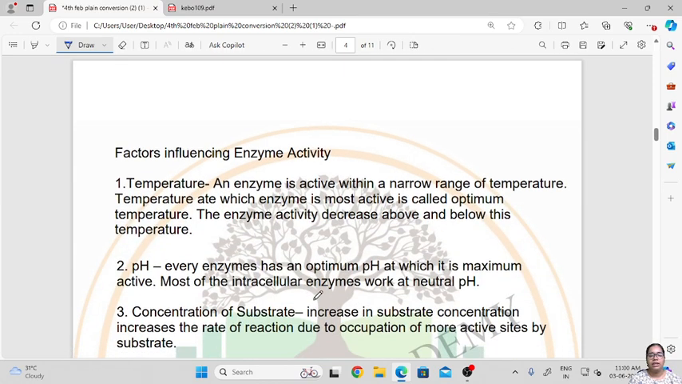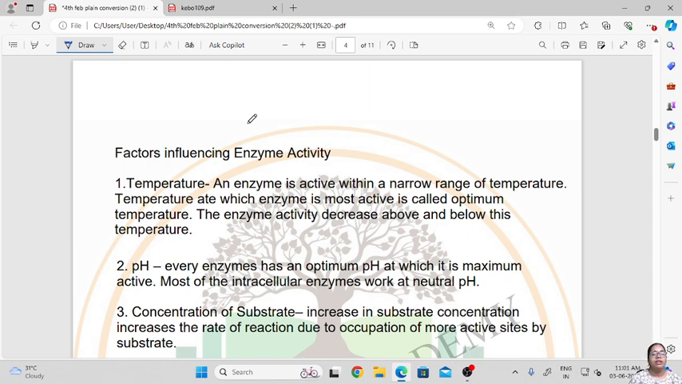So now let us see what are the factors which influence the enzyme activity. Enzymes are very sensitive to temperature, pH, etc. because they are proteins. Proteins are very sensitive to temperature, and any change in the structure of the enzyme will change its activity. Because if the shape of the enzyme changes, then the enzyme will not be in the state of action.